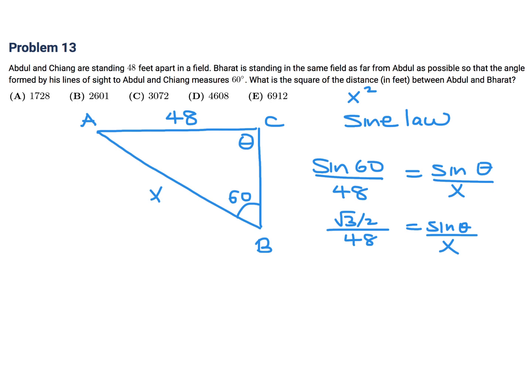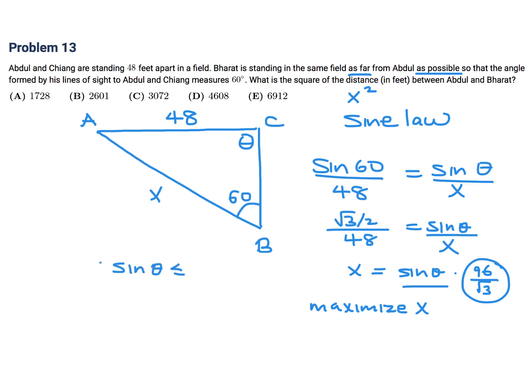Okay, so let's isolate for x first, and when we do, it'll be sine of theta times 96 over root 3. As far as possible, we're trying to maximize x. This is already 96 over root 3, it can't be changed. So I guess we have to maximize sine to maximize x. Now sine, we all know, is between -1 and 1. So the maximum value of sine would be 1. So I guess that's it. Just put a 1 there and 96 over root 3.